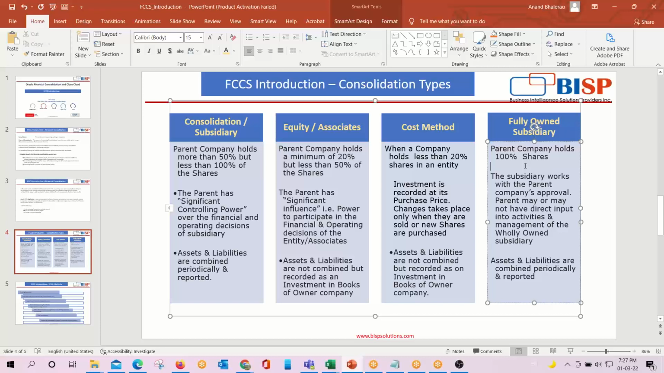That is, the subsidiary company takes approvals and guidance from the parent, but there may be a case where the parent has direct input, or it may leave it up to the subsidiary to work on its own, though it owns 100% of the shares. In this case also, the assets and liabilities are combined together and reported as a single entity. Since it is 100% share, the assets and liabilities are combined periodically. So these are the different consolidation types.